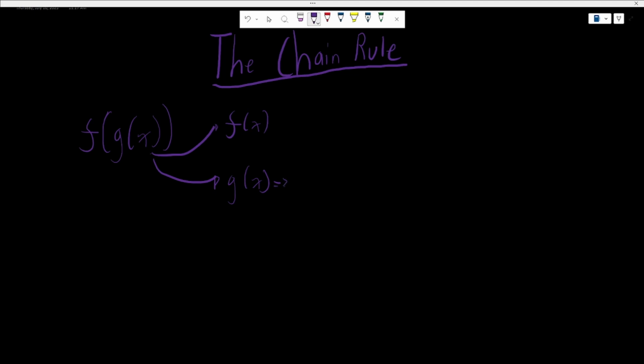Let's start with g of x. G of x needs to be differentiable at whatever value x that is given, and then f of x needs to be differentiable at our function value g of x. So if these two are true, then we can use our chain rule.